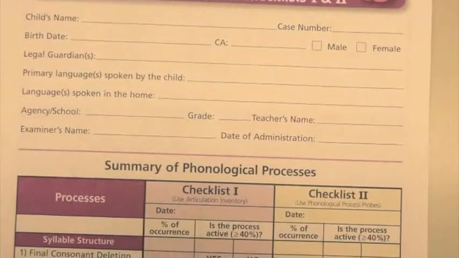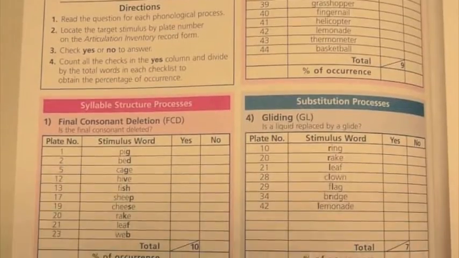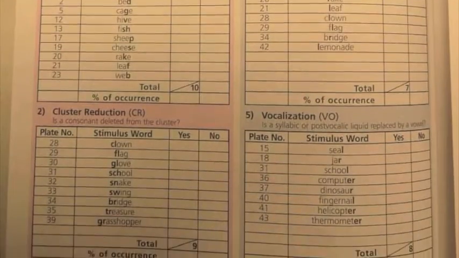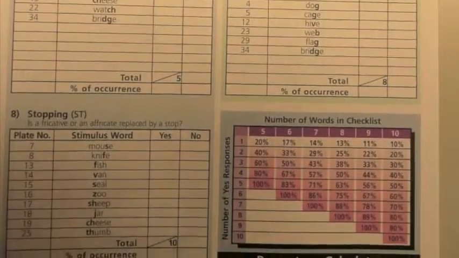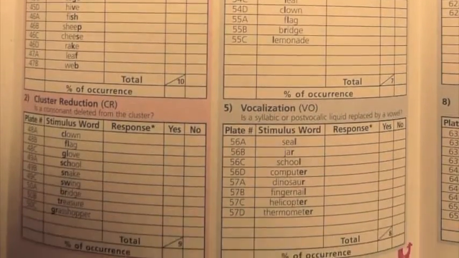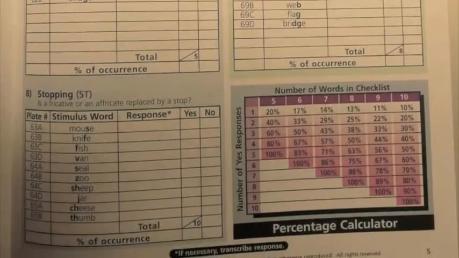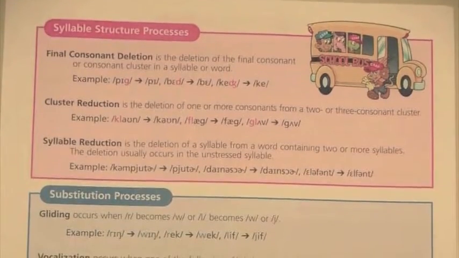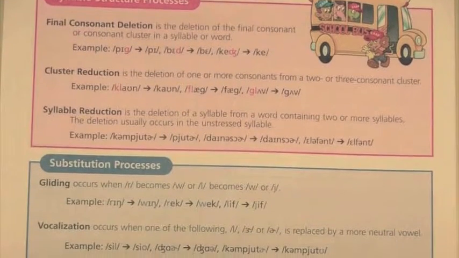The phonological process record form contains 6 pages. Checklist 1 analyzes the client's phonological process patterns based on how he or she responds to the words in the consonant inventory. Checklist 2 is used along with the phonological probe section of the stimulus manual. Each of these checklists uses a yes or no response. The CAP uses a checklist approach to assess the percentage of occurrence of 10 common phonological processes.